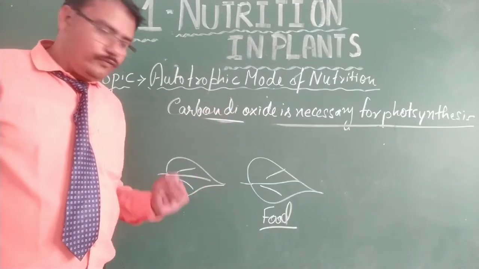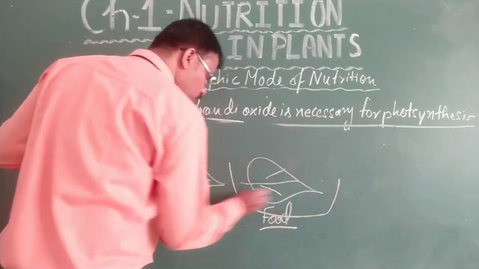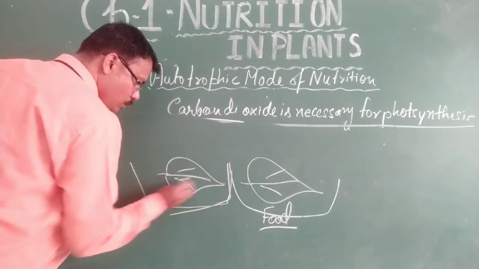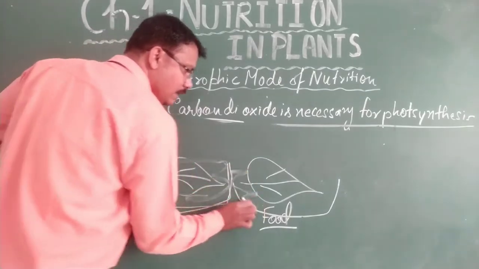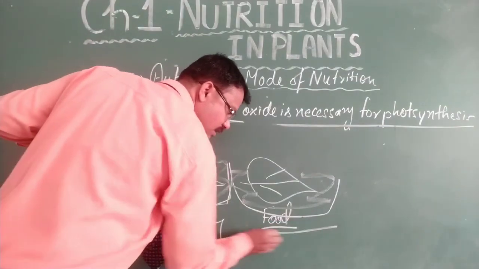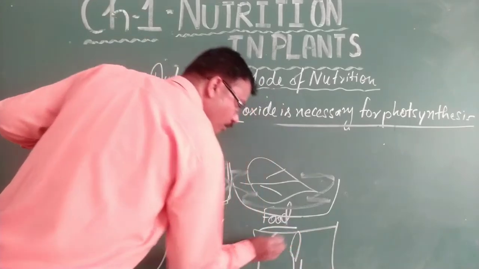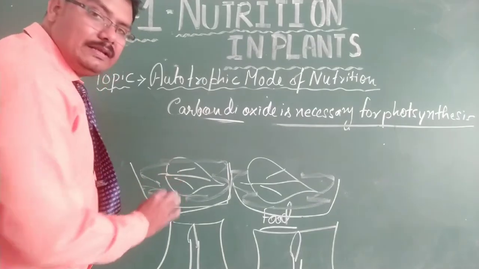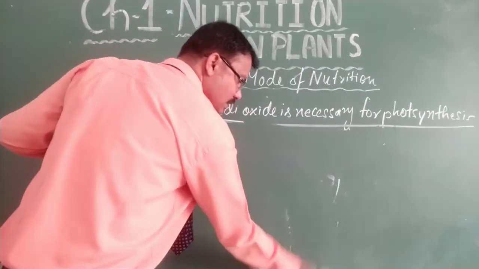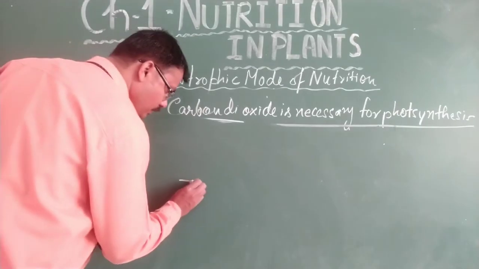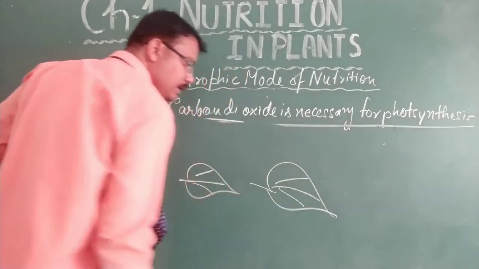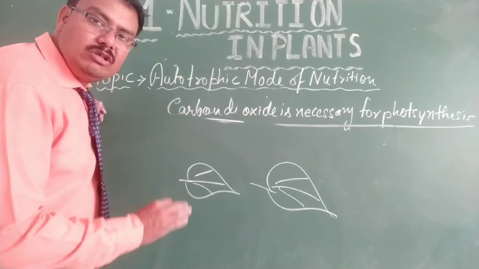So what I will do? First, boil both leaves in alcohol. After boiling, take out both the leaves and add iodine solution.